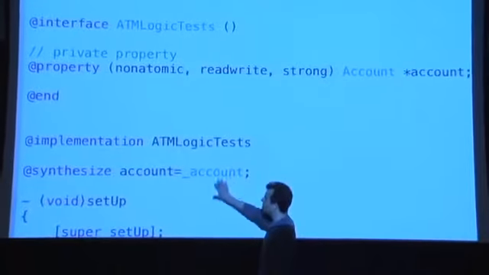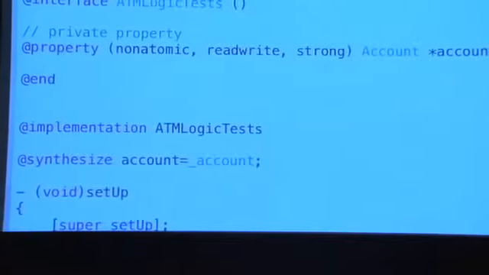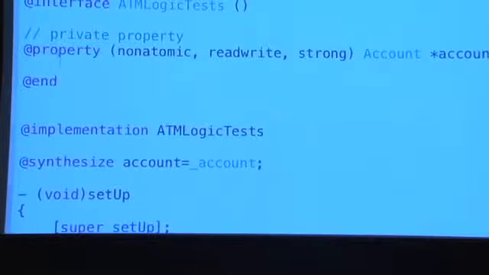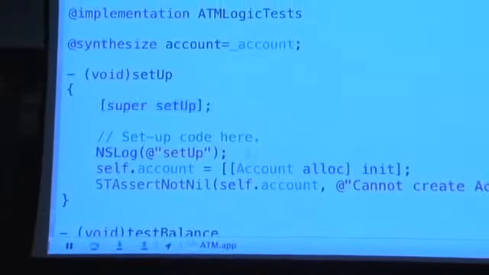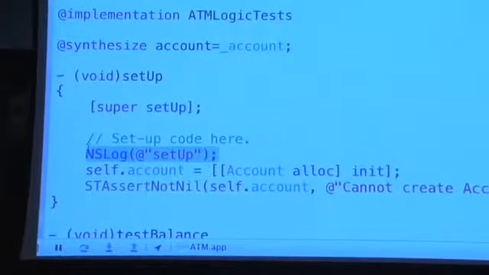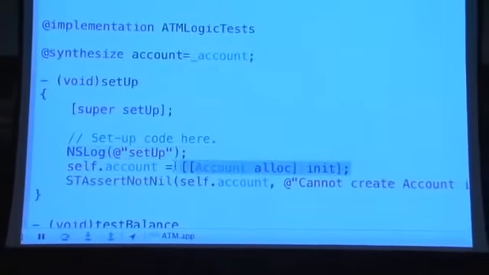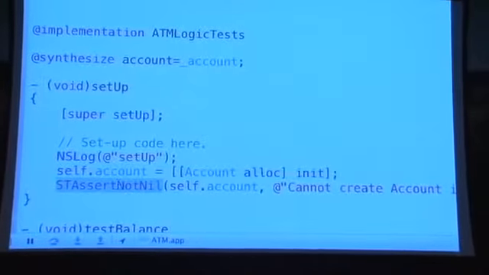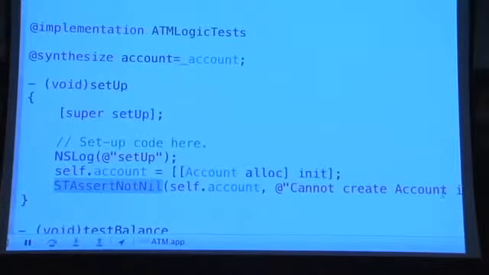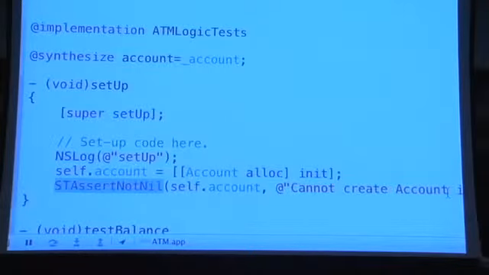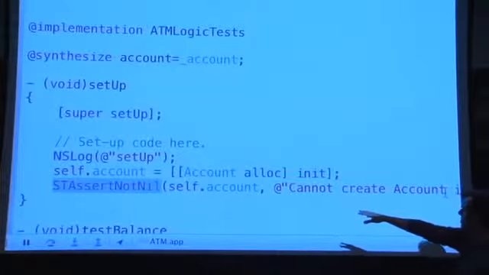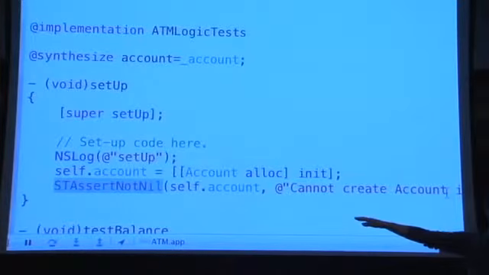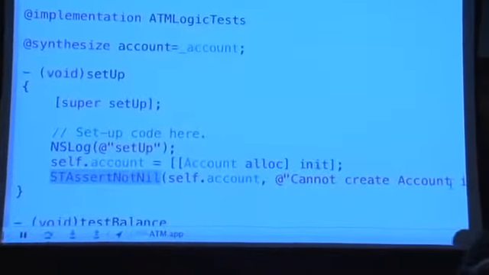I synthesize the account. Here's going to be my setup method. Notice that the U is in fact uppercase per the SenTest framework. I call my parent class, and this is just a little note to myself. I wanted to see that I was calling setup while debugging. I want to go ahead and allocate an account, and then I want to call one of several possible assert methods. So it's the SenTest framework. So all these functions start with ST. STAssertNotNil does what it says. It's going to take an argument that had better be not nil. Otherwise, this assertion is going to fail.